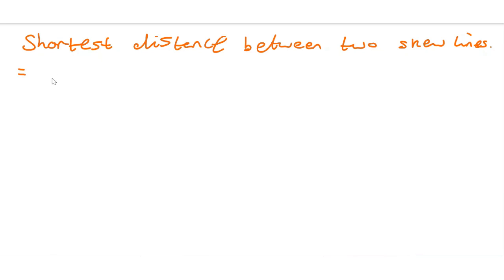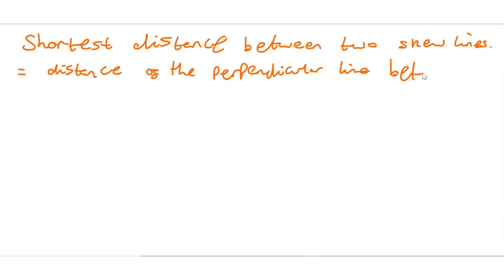The shortest distance is equal to the distance of the perpendicular line between them. And this makes sense.